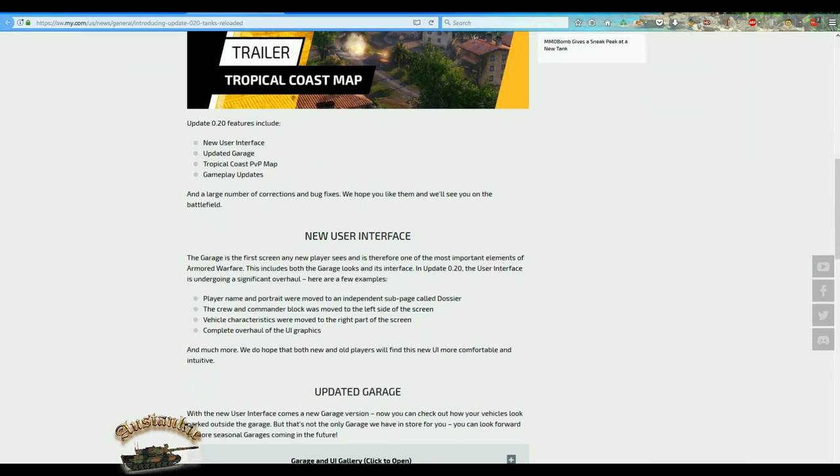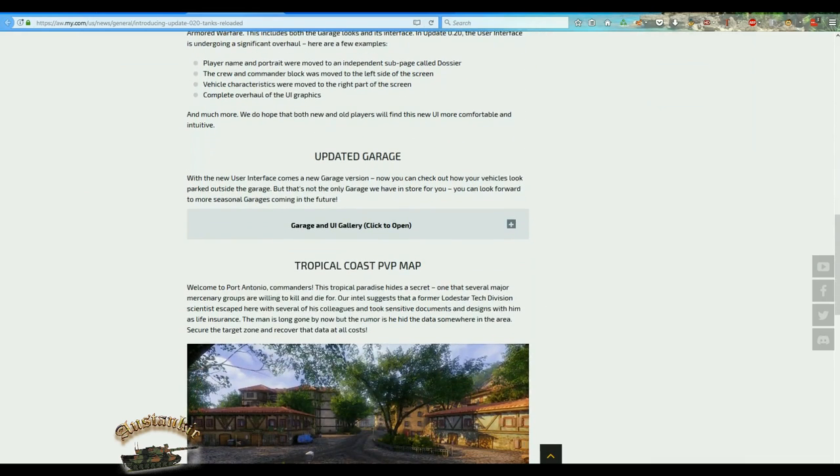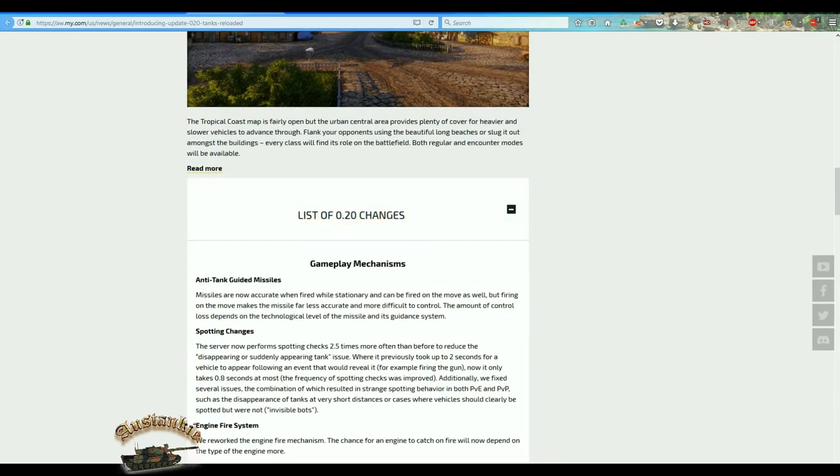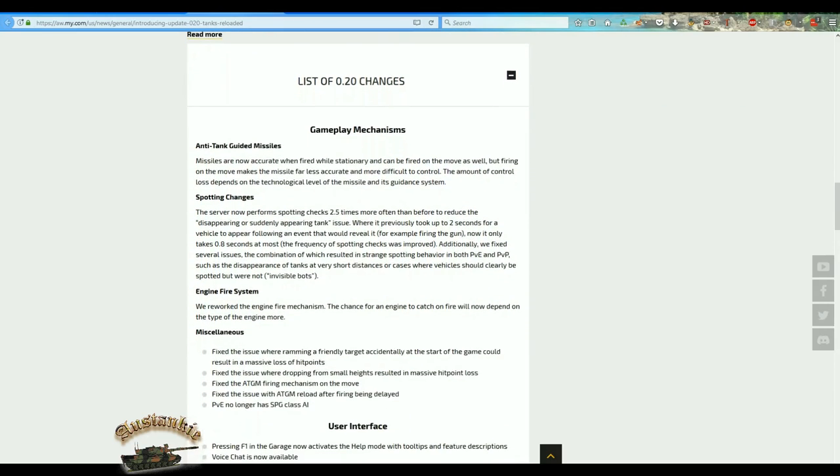So, no worries. No detail apart from the updated garage and new maps. Let's have a look at the list of changes. What detail do we have? Fire missiles on the move. Okay, fair enough. We were happy with that, considering in some instances the missiles by the AI were fired on the move.